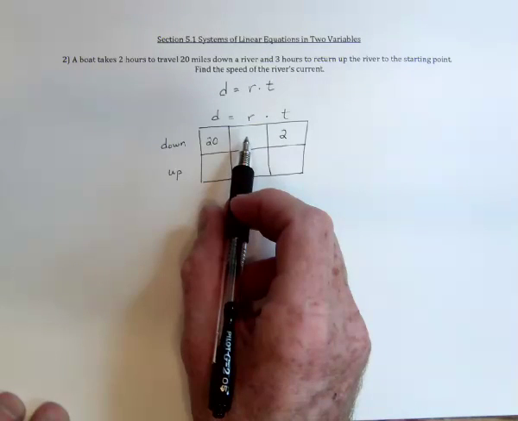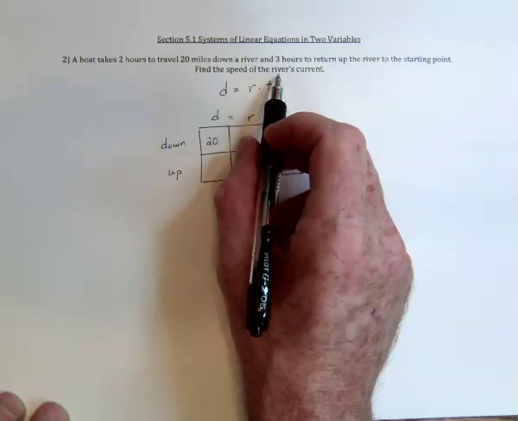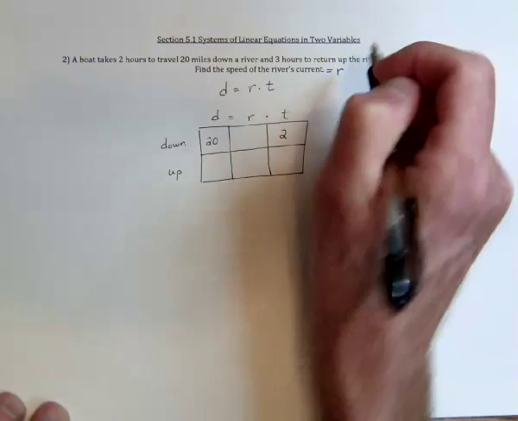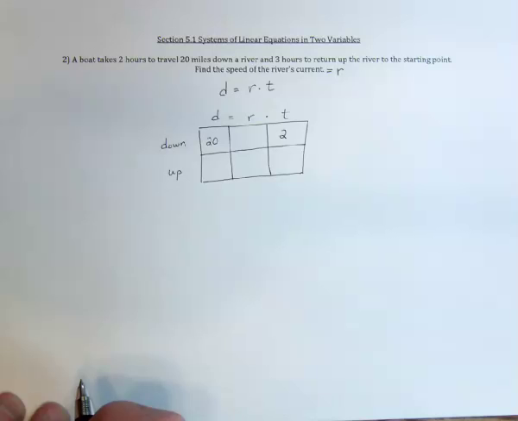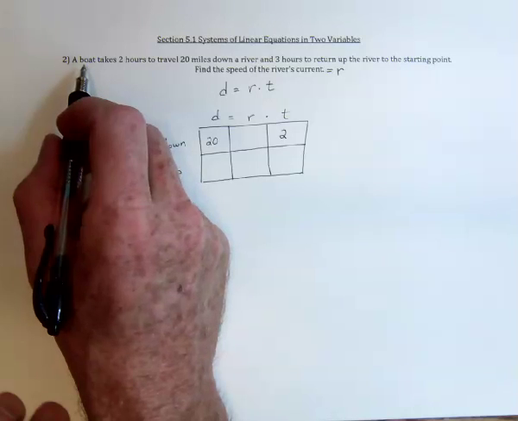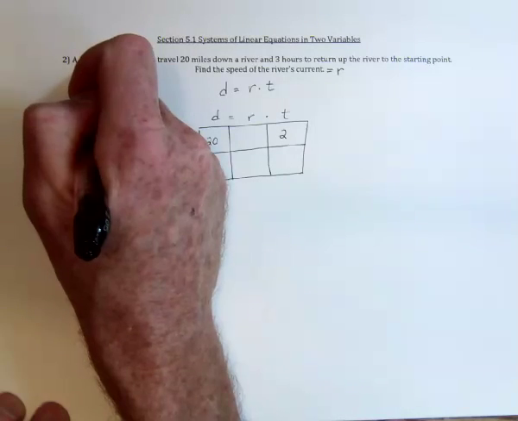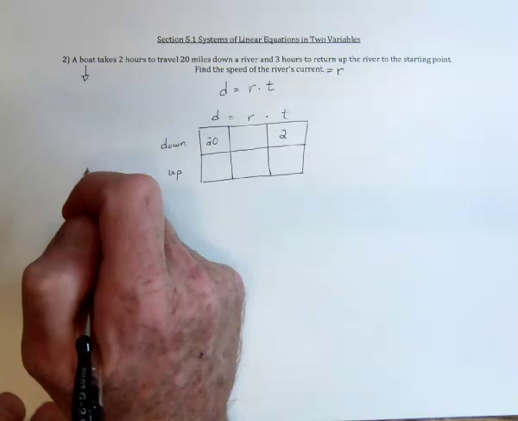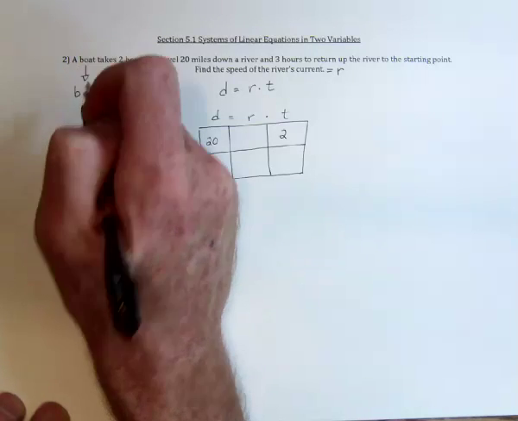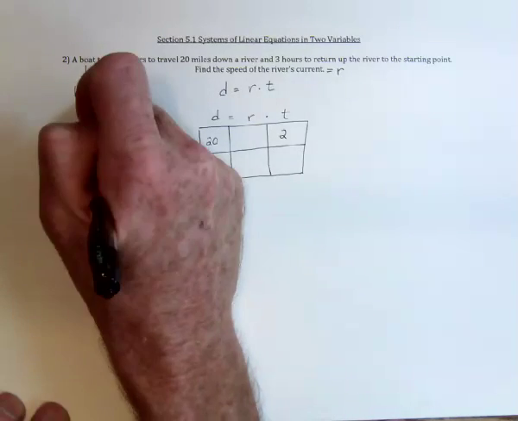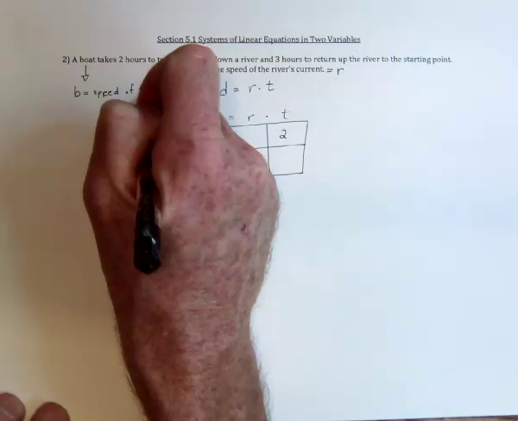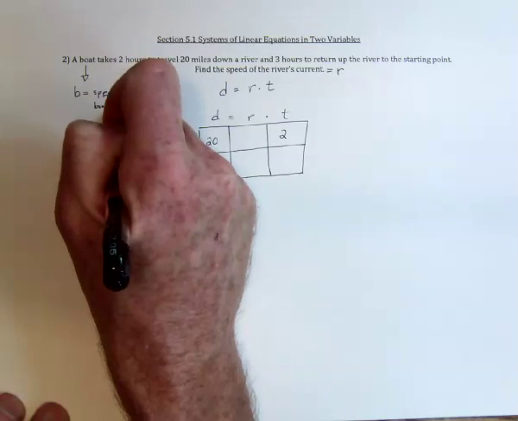Now what about the rate? Well, in the question, it's asking for the rate of the river. So we can call that R for rate, or R for river. But the boat itself has a speed. If it was on a lake and had no current to battle against or to have the current help it, then it would have its own speed, which we'll call B. So this is the speed of the boat in still water.